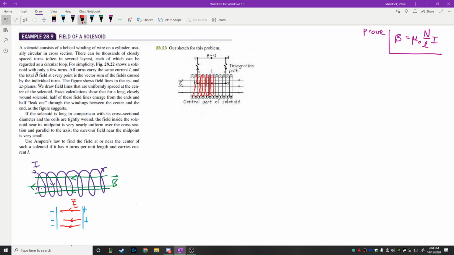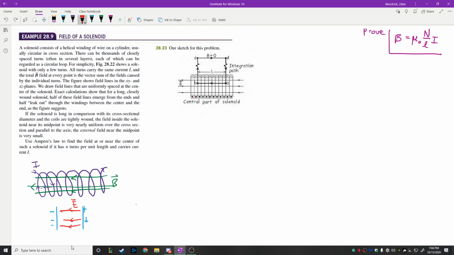Does that make sense? Current comes out this way, and then it goes in there, and then it loops back around, then it comes out this way, and then it goes in there. Then it loops back around, and it comes out this way. And we're just cutting that whole thing in half so we can see a little bit better picture of what's going on. Okay? Does that make sense?